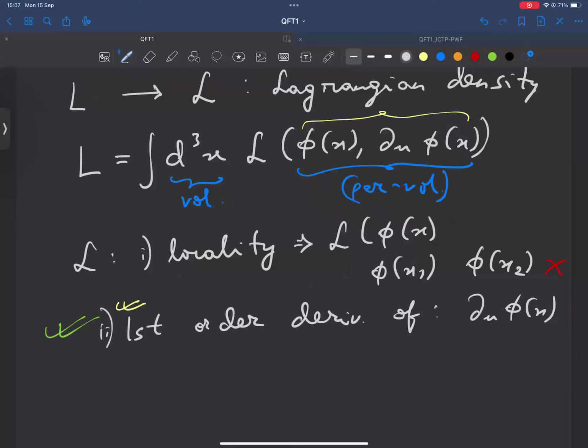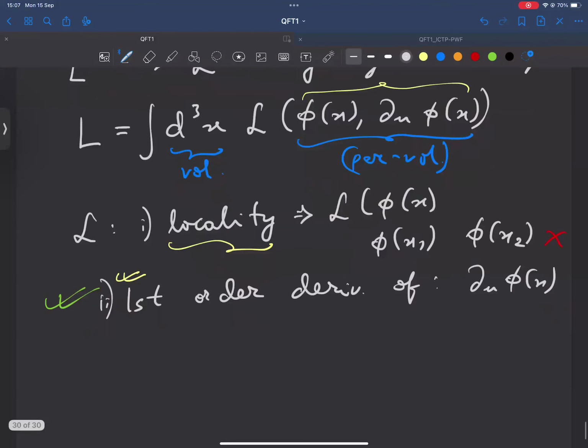Sir, can you explain the linearity property? Which linearity property? For the Lagrangian density. No, I said this is locality, not linearity. You mean this? Yes, sir. Oh, sorry, sorry for my handwriting. This is locality. This is not linearity.